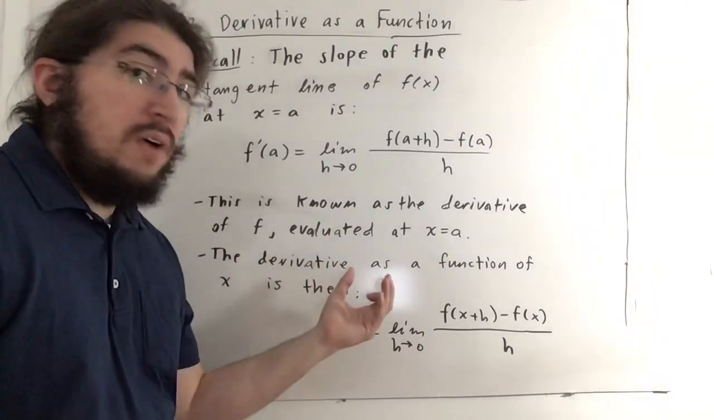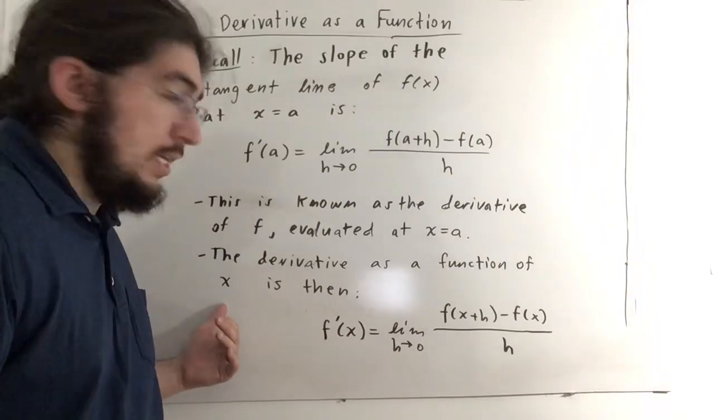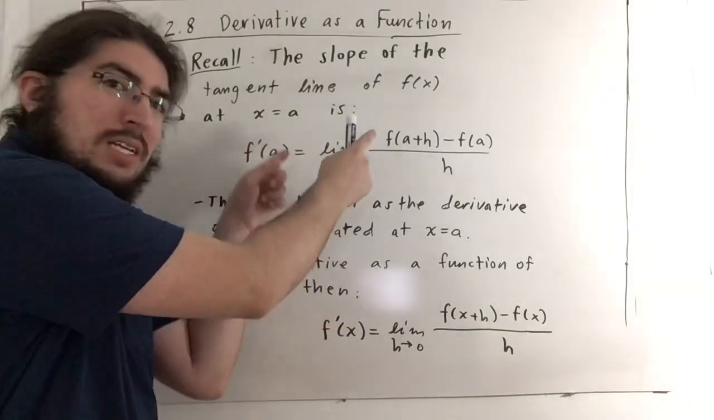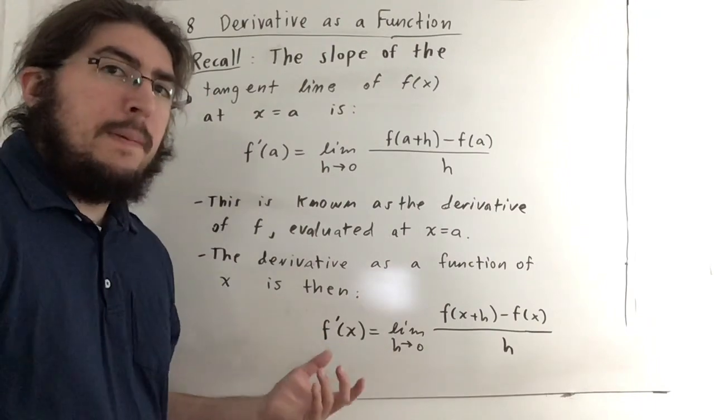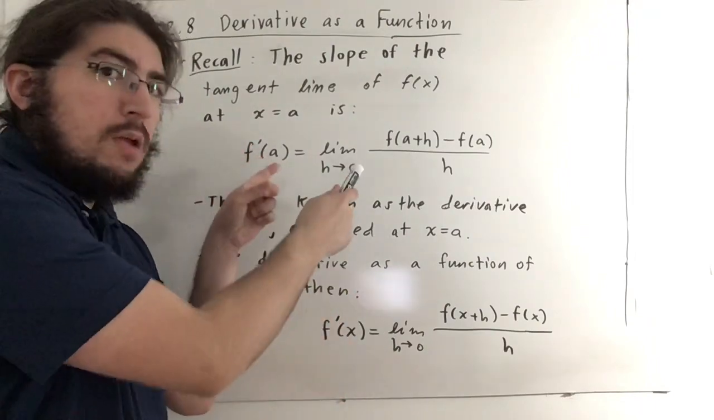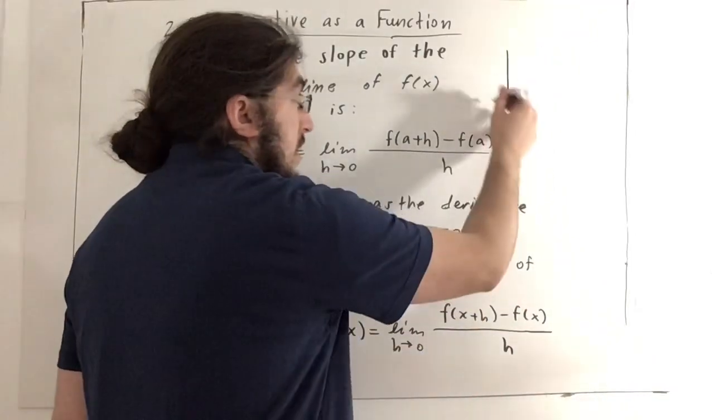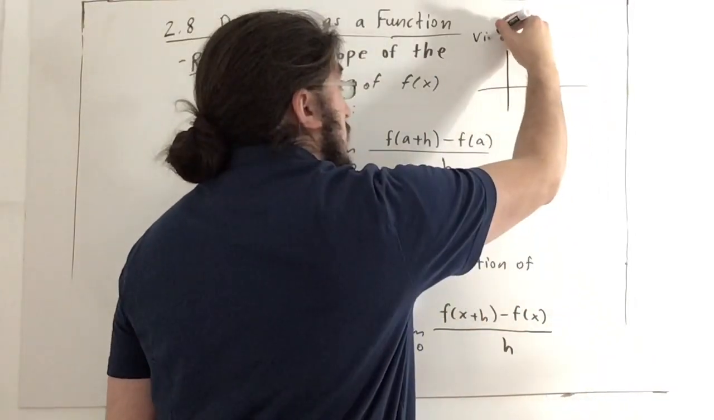The derivative as a function of x is then this. So notice the real difference is I'm replacing all a's with x's. And the purpose of this is that a isn't a variable, a is an actual value of x. So just to give an idea, here's kind of the visualization.